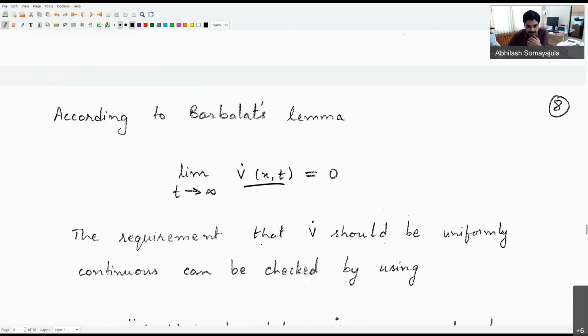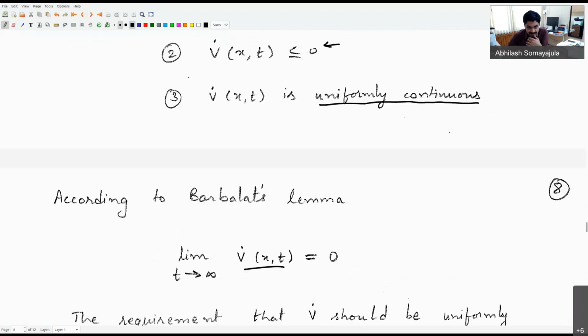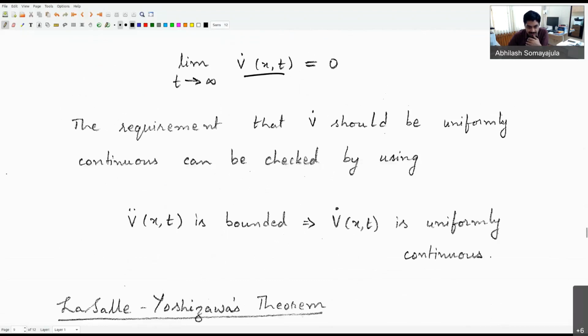This requirement that v dot should be uniformly continuous can be checked by using that v double dot is bounded. Generally, when I construct my v, I can always verify whether its second derivative is bounded or not.